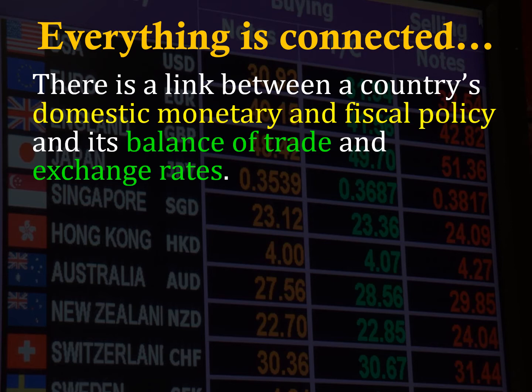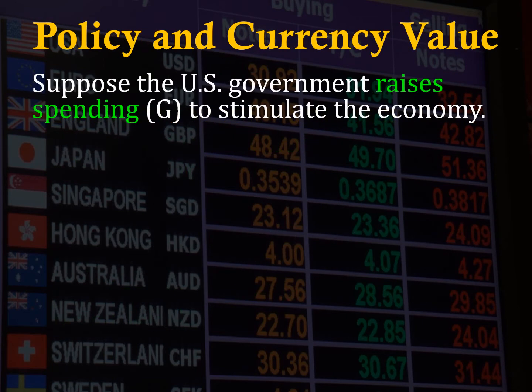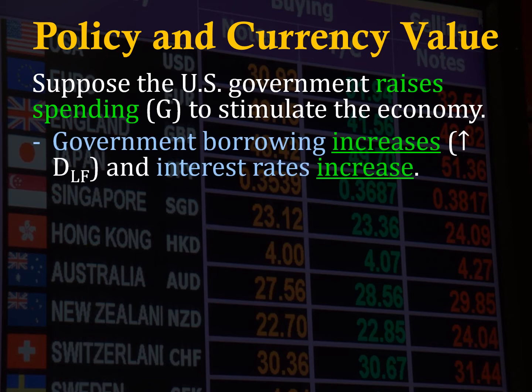Just as a reminder, everything is connected. There is a link between a country's domestic monetary and fiscal policy and its balance of trade and exchange rates. Monetary and fiscal policy affect exchange rates and the balance of trade through their effect on real interest rate, income, and price level. So let's suppose the US government raises spending to stimulate the economy, in case of a pandemic or something, maybe people need some money because they've lost their jobs. Let's suppose the government raises spending to provide more money for its citizens and its people.